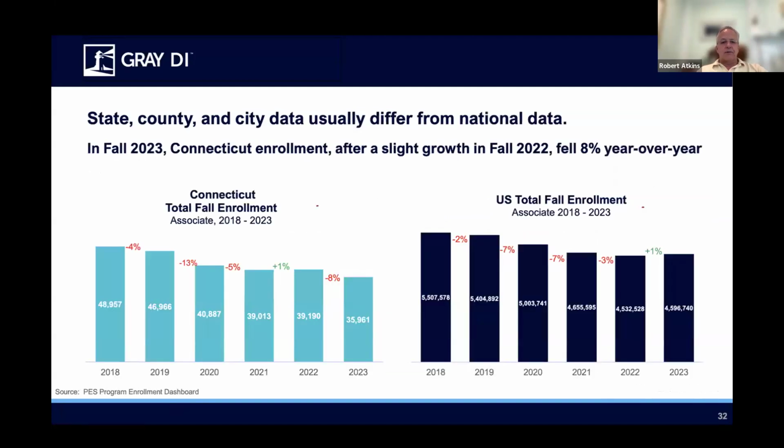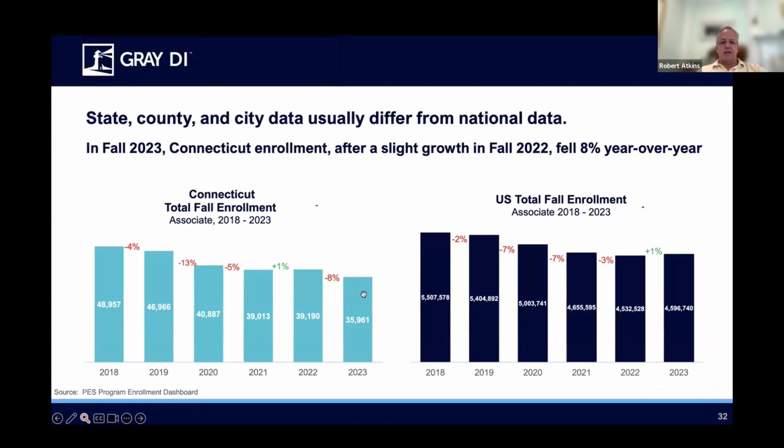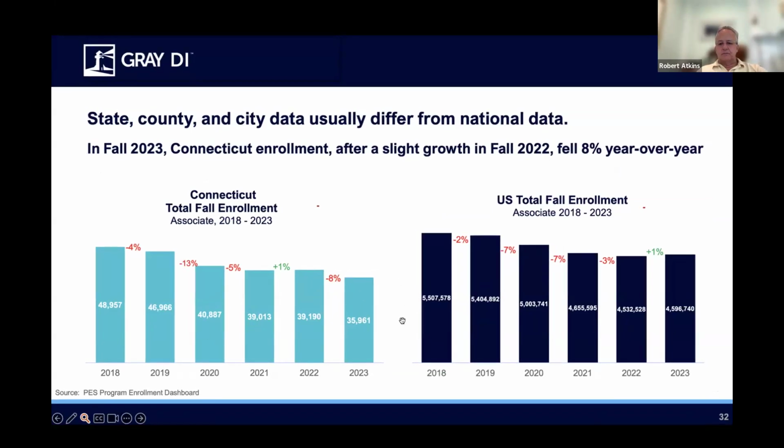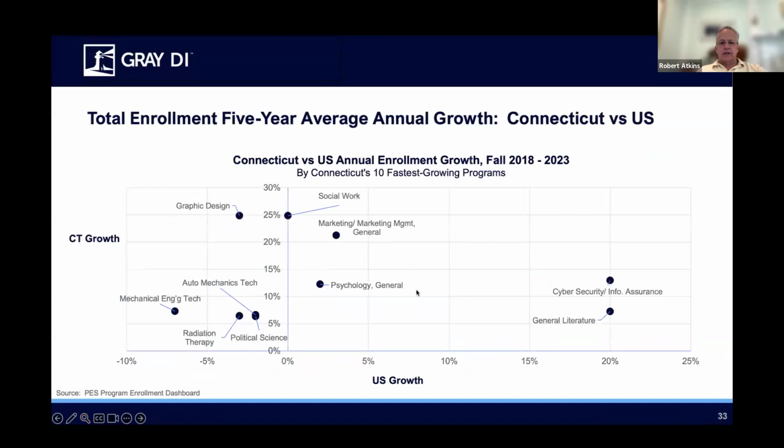What's going on in enrollment in Connecticut? Again, different from our national trend. Associate enrollment, you recall, nationally is up 1%. You see it on the right, actually down 8% in Connecticut. And if we look at US growth on the x-axis or horizontal axis and growth in Connecticut, you can see that the dots are all over the place. What that means is there isn't a very good correlation between growth in Connecticut and growth in the US.